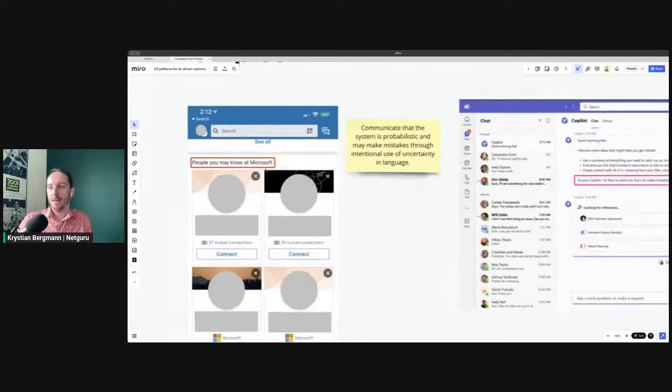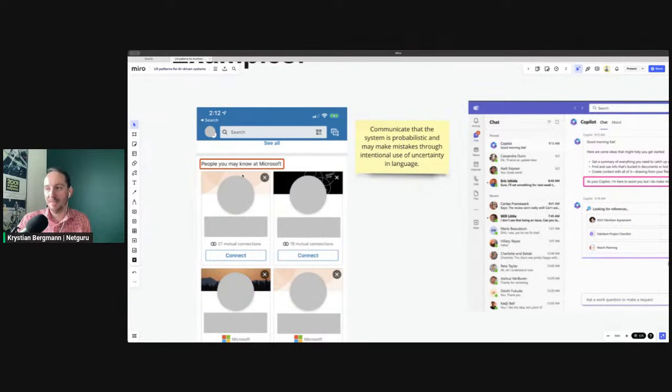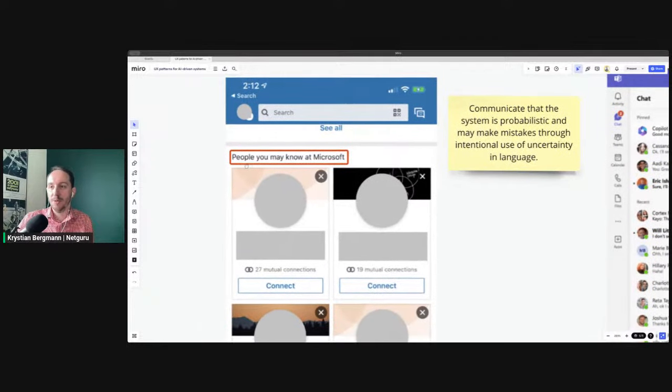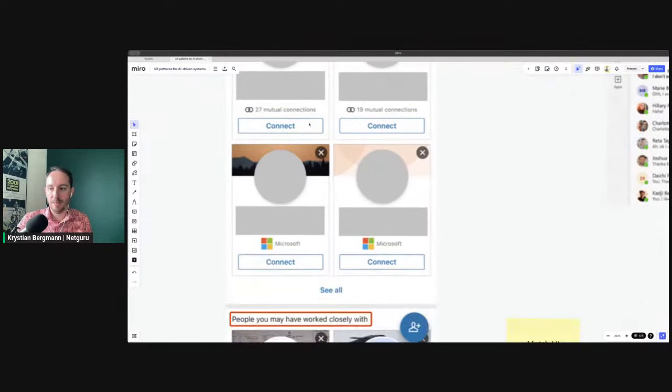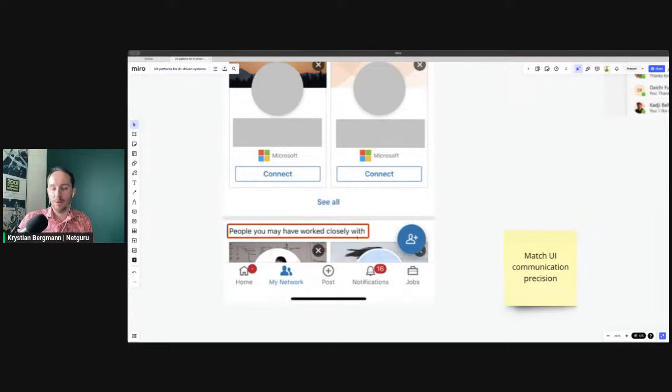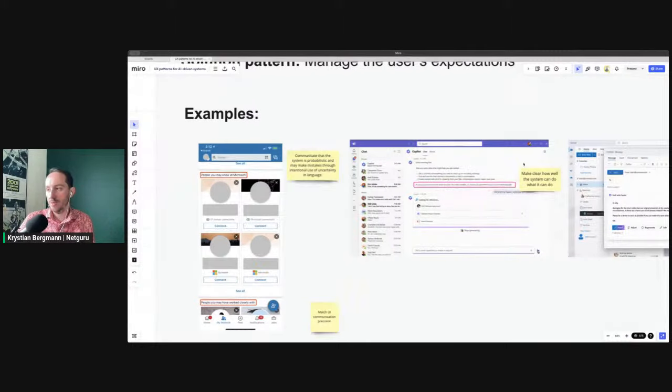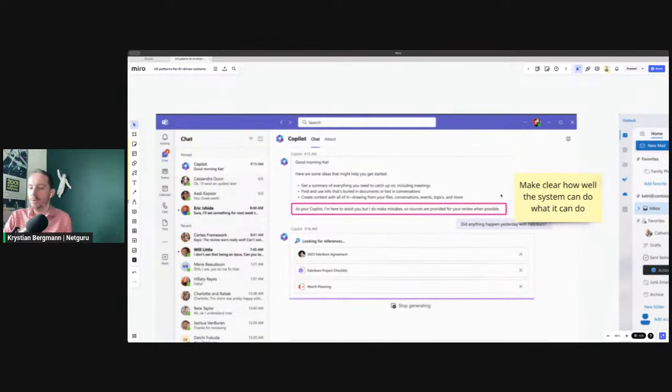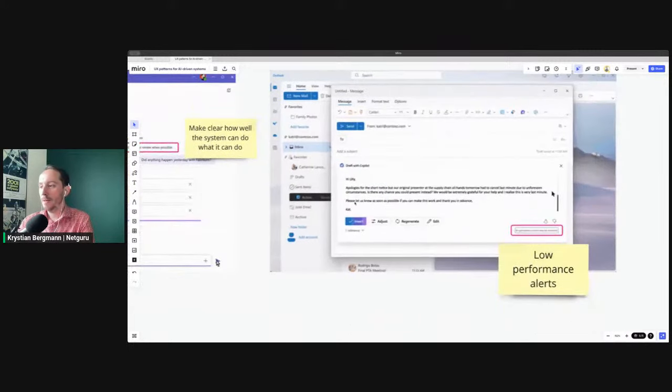So communicate that the system is probabilistic and may make mistakes through intentional use of uncertain language, like "people you may know," right? This is what LinkedIn is doing. "People you may have worked close with." So this is on the language level, right? User interface communication precision, right? Make clear how well the system can do what it can do. "As your Copilot, I'm here to assist you, but I do make mistakes. So sources are provided for your review when possible," right? So this is to communicate transparently to your user, right? This is what Copilot is doing.